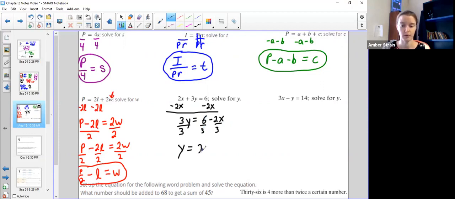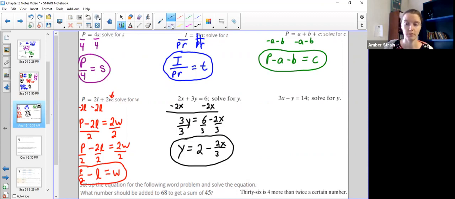6 divided by 3 is 2. This one is a fraction that does not reduce, so I just leave it just like that. 2x over 3. And that's it. Let's try it one more time.